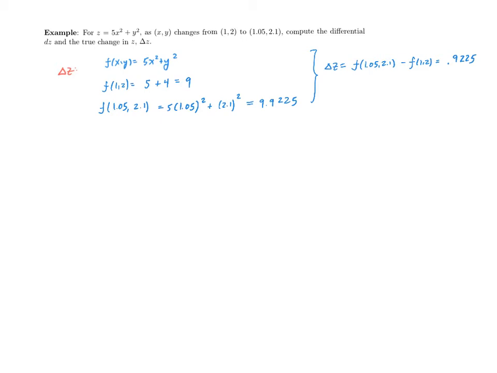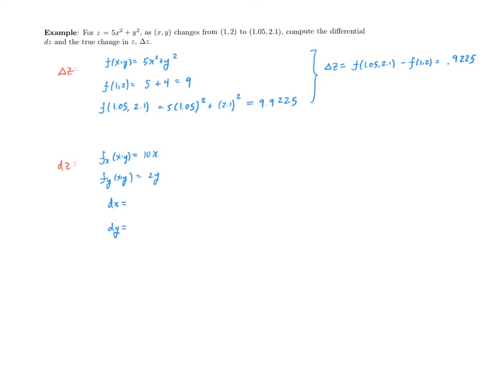And now what we're going to do is pretend that we don't know this true change in z values, and we are going to come up with our approximation using the differential. So that is, we're going to find the associated dz. And in order to do so, we need a few partials. The partial with respect to x is 10x. The partial with respect to y is 2y.